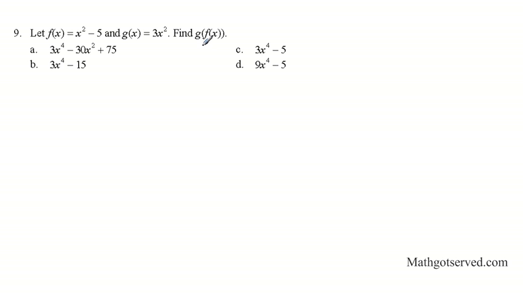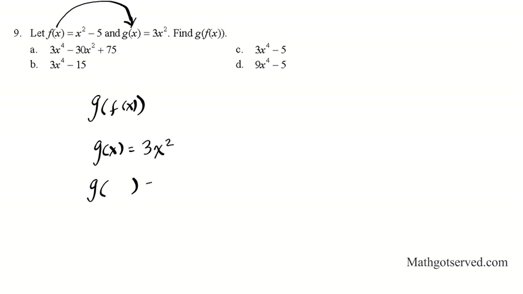We're asked to find g of f of x. So g of f of x simply means that we're going to be plugging f into g. Okay? So in g of f of x, the parent function is g and the input is f. So let's write down the parent function first. g of x equals 3x squared. So I'm going to get it prepped to receive the input function. So replace your x's with parentheses. So g of parentheses equals 3 parentheses squared.